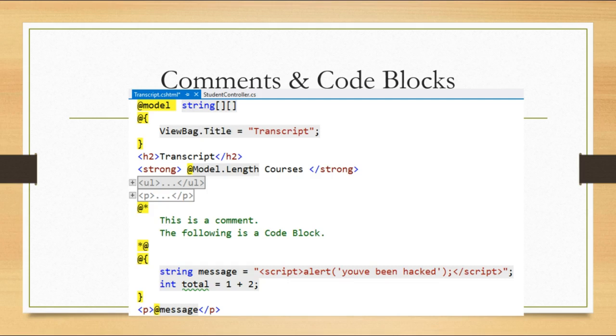Okay, a few more things. Let's look at comments. Asterisks, everything between that and the opposite of that, which is a reverse of it, is an @ comment. So the stuff in green here is a comment. Notice below here, we have @ open curly brace. Everything between that and the closed curly brace, it recognizes as a code block of C# code.